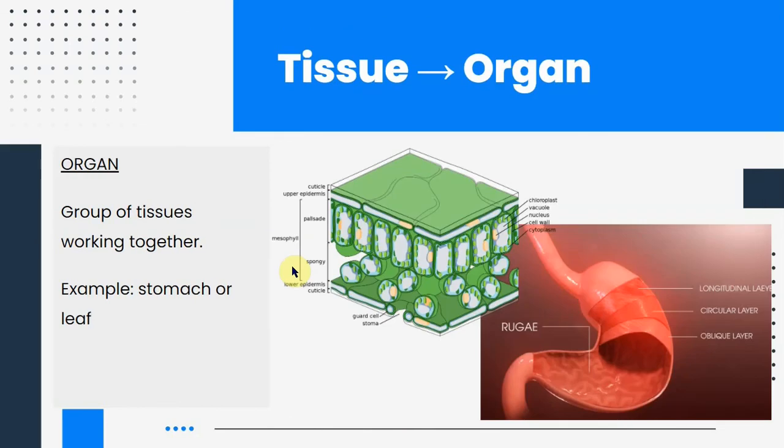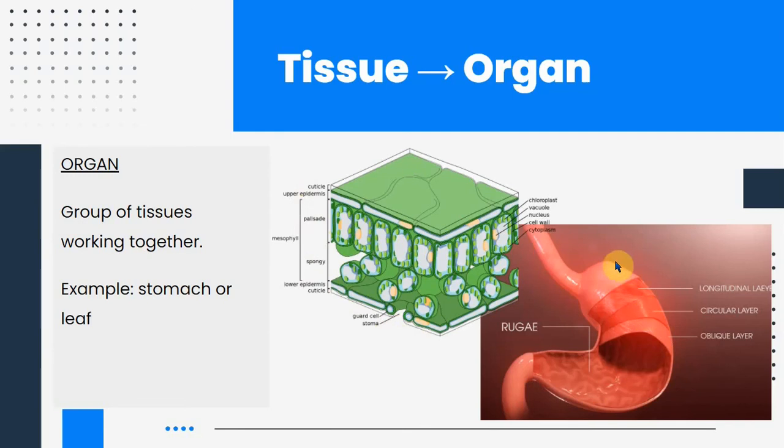So when you get the tissues, the next level is to take those tissues and bring them together to create an organ. And that's what an organ is. It's a group of tissues working together. So say in the plant, the leaf is an organ. That organ consists of many types of tissues. You have your palisade, your spongy mesophyll, your lower epidermis, your upper epidermis, your guard cells, your stoma. All of these are different tissues coming together, literally layer upon layer, to produce your leaf.